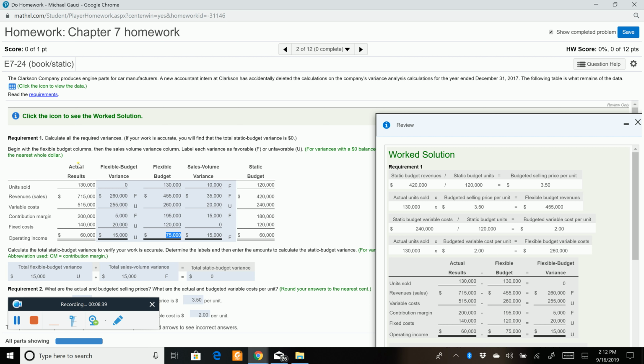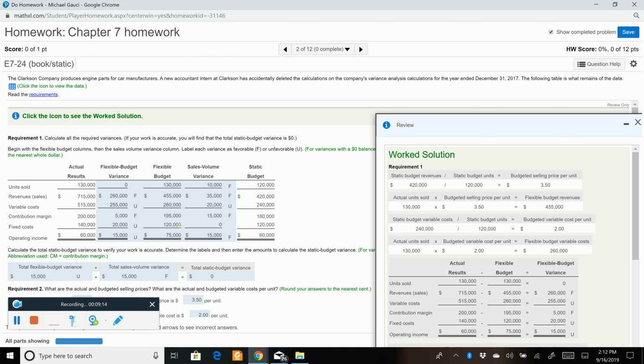And of course, the difference between the actual results and the flex budget are called the flexible budget variances. And the difference between the flex budget and the static budget, they are called the sales volume variance. So let's take a look at the sales volume variances first. We were originally expected to sell 120,000 units. Well, we sold 130,000. That is a favorable variance of 10,000 units. Notice this first line item is not dollar amounts. In the first line item, we're simply talking about units.